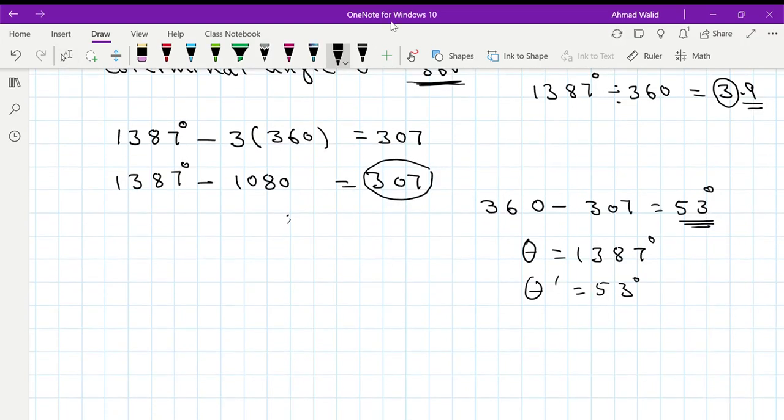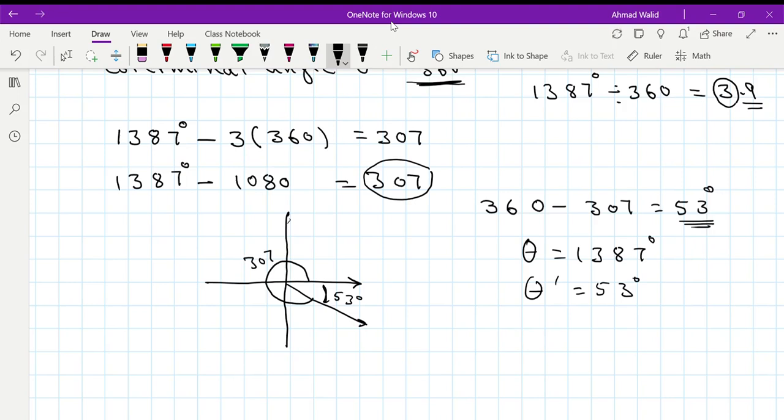If you don't like that explanation, look here. I'll draw 307 degrees. 270, here somewhere will be 307. Correct? This is 307. The rest is 53, because if you add 53 with 307, it gives you 360. That's why it's a reference angle.